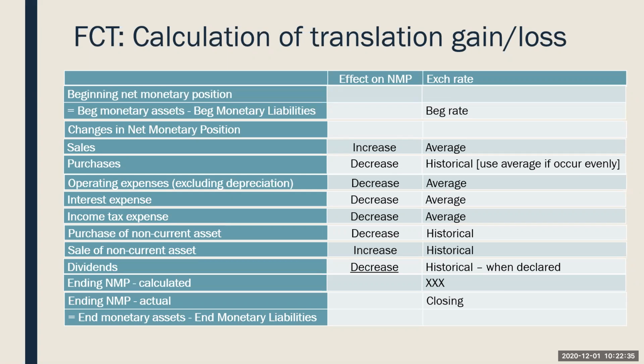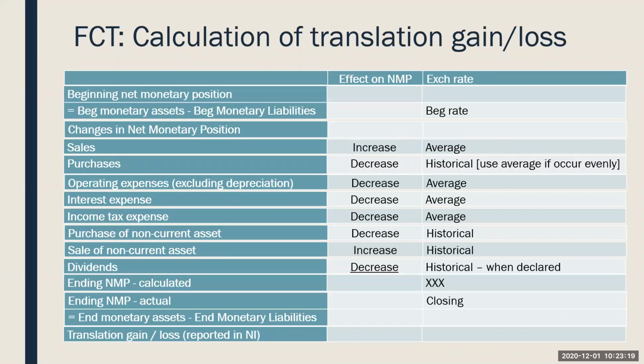Any difference between the actual ending net monetary position and the calculated net monetary position is the translation gain or loss. If the actual ending net monetary position is higher than the calculated amount, we have a translation gain. If the actual ending net monetary position is less than the calculated net monetary position, that would be a loss. So make sure that you specify whether it's a translation gain or a translation loss. And this amount is reported in net income.